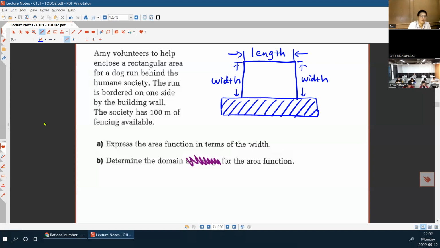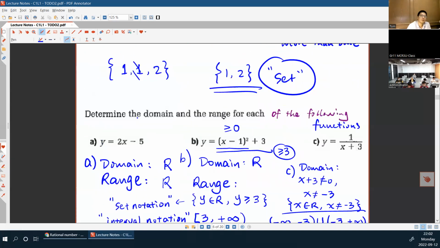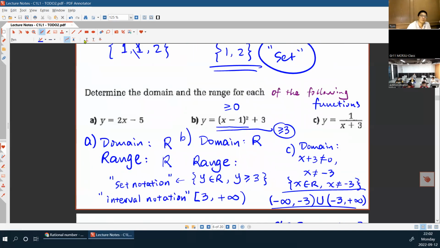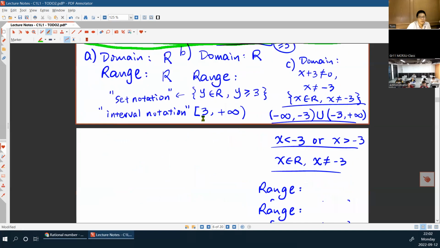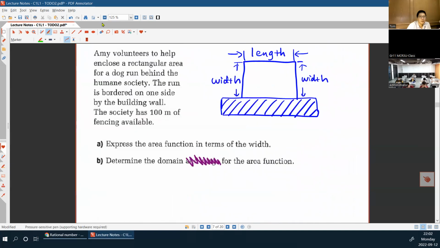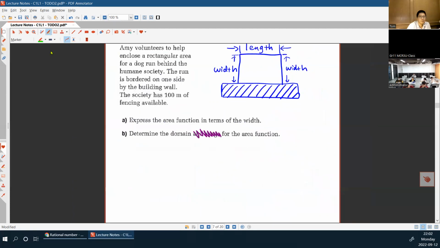So for these three functions here, do not panic. You're not familiar with this because we'll discuss them one by one, okay? All right, back to this question. Did you finish? Okay, somebody has already finished, so I'll give you the solutions, okay? You can check whether my solution is similar to yours.